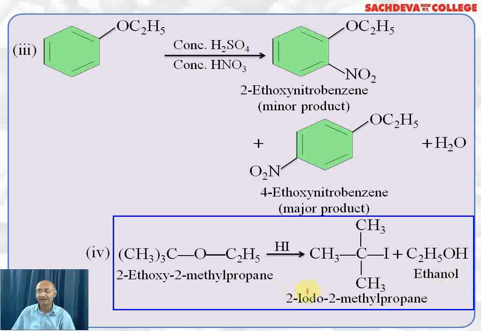Now why have we got tertiary butyl iodide here? Because the tertiary carbocation is more stable due to the inductive effect, and that tertiary carbocation will react with iodide ion to form tertiary butyl iodide or 2-iodo-2-methylpropane, and ethoxide ion will take up H ion to form ethanol.